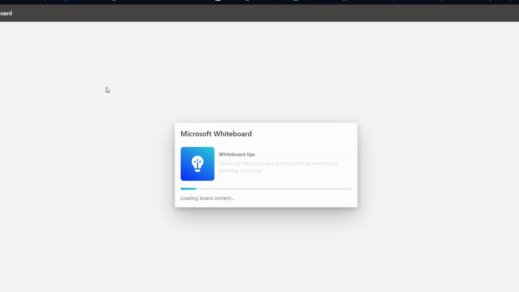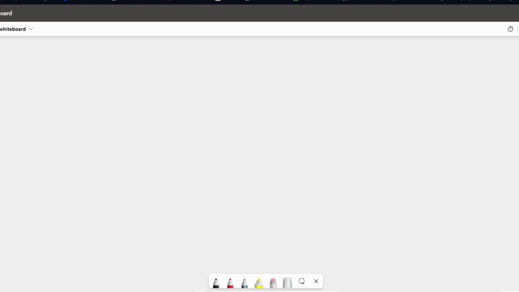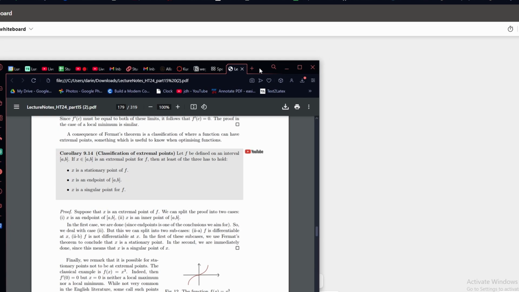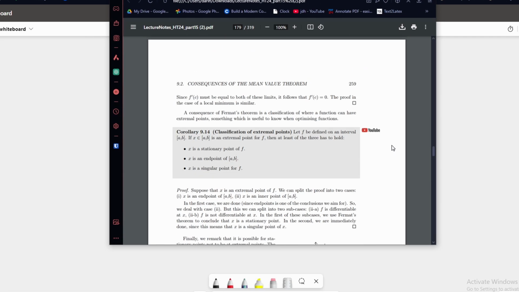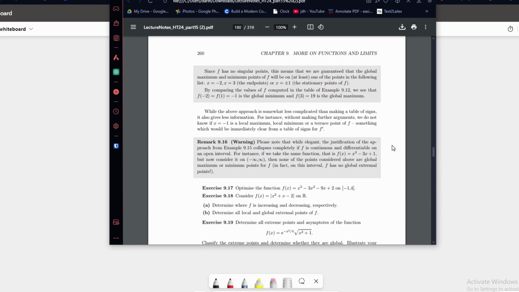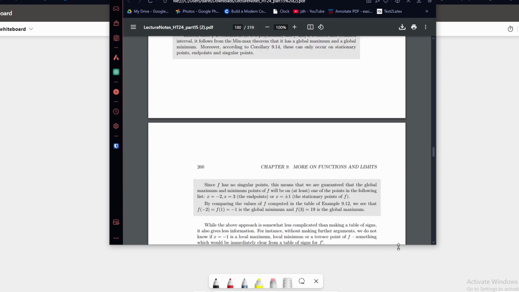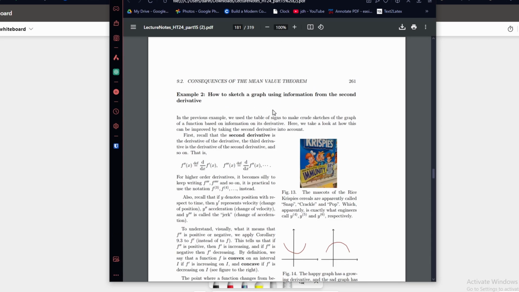Today I wanted to prove what I think is called the double or second derivative test. I'm not exactly sure if that's what it's called, and I'm not pulling up the lecture notes I have for the course. I'm studying analysis, you can call it calculus, I guess. Here we have example 2, how to sketch a graph using the information from the second derivative. I think we'll try to figure it out on our own before we actually get into it.